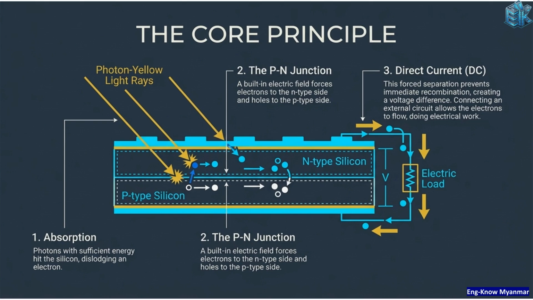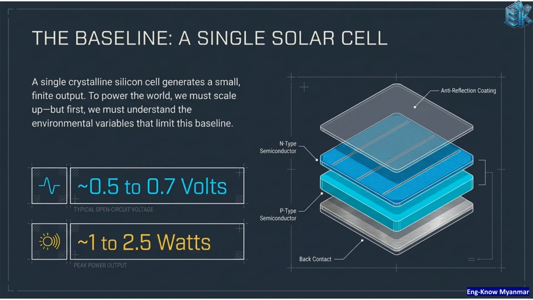First, photons are absorbed, dislodging an electron. Second, the p-n junction creates an electric field that forces electrons and holes to opposite sides. Third, this separation creates a voltage difference, allowing direct current, or DC, to flow through an external circuit, doing electrical work. A single crystalline silicon cell produces a small output, typically 0.5 to 0.7 volts, and 1 to 2.5 watts of peak power.